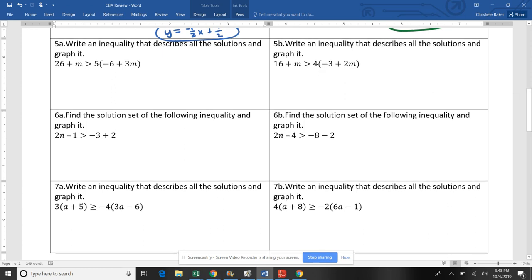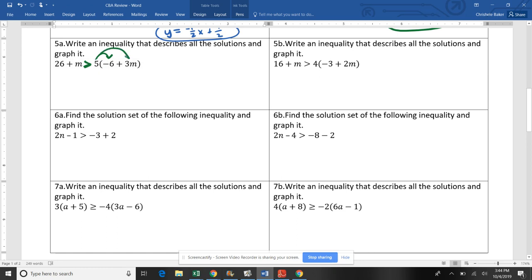Okay, and number 5, we are writing an inequality that describes all the solutions and graph it. So we don't just get an answer of m equals this or n equals that because we have an inequality. We know that we have a whole solution set of numbers that are either going to be bigger than m or less than m or maybe even equal to m as well. This one we only have a greater than symbol. So when I graph it, I'm going to have an open circle.